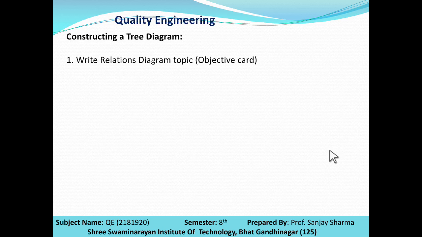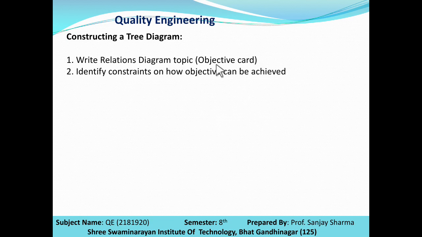Now, how to construct a tree diagram? First of all, write the relation diagram topic, that is, the objective card. What is the objective? Suppose our objective is to generate a quality product, or to increase sales, or to market our product. Write the topic, then identify constraints on how the objective can be achieved. What are the constraints, limitations or restrictions on the ways to achieve the objective?